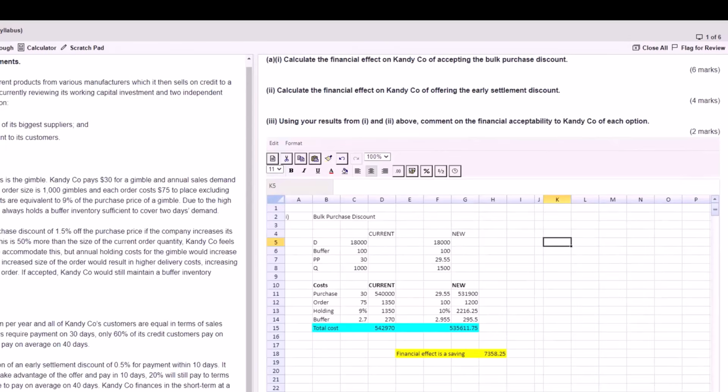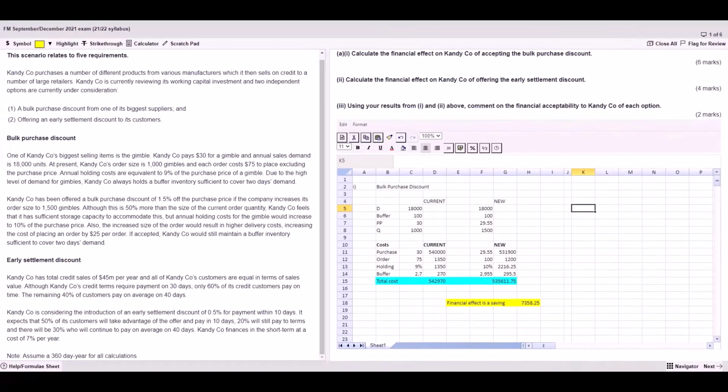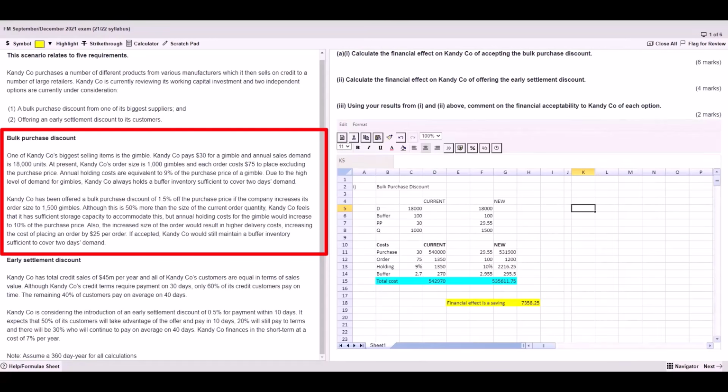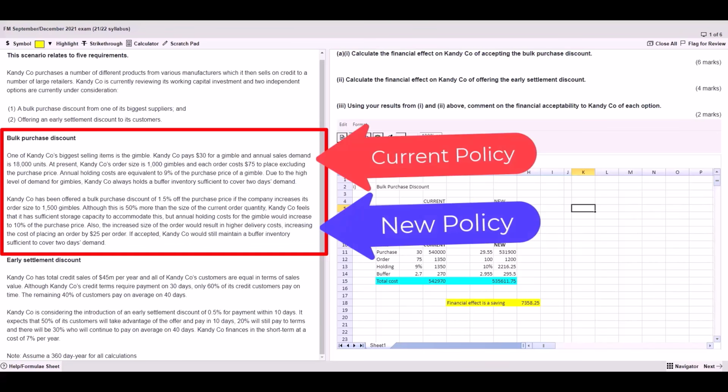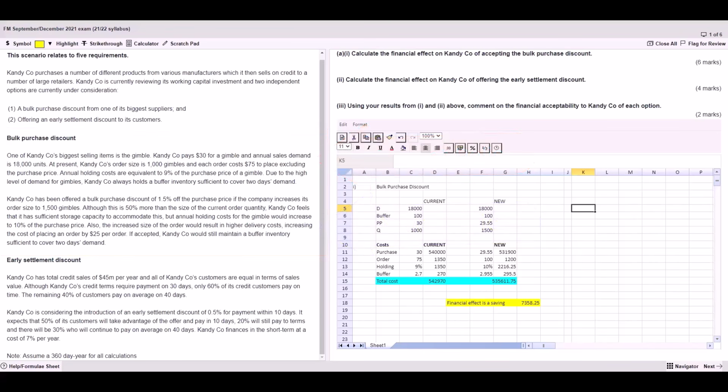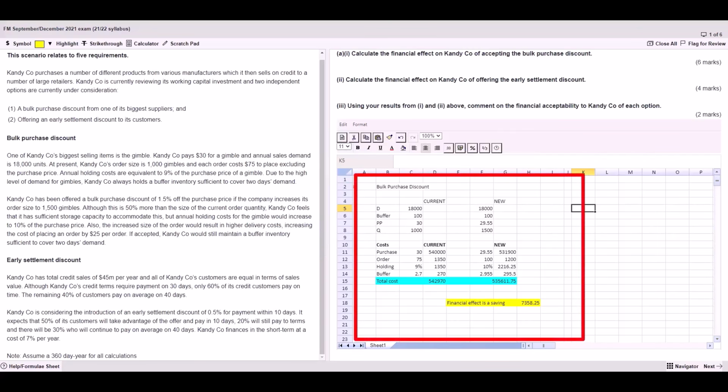So I have completed part 1 for you, the bulk purchase discount. And I'm showing you here some top tips for how to complete this effectively and quickly. Now, the bulk purchase discount asks us to compare the current policy with the future policy. It will involve the same calculations therefore. So you need to lay it out so that you can quickly copy the same calculations that you're doing for the current policy into the new policy, but just change the variables.